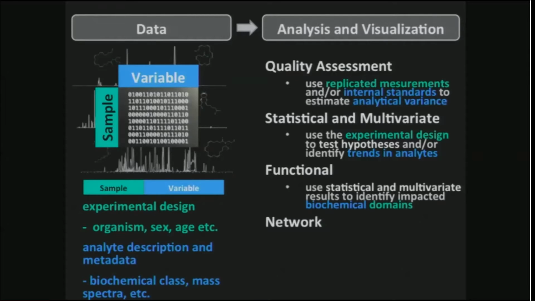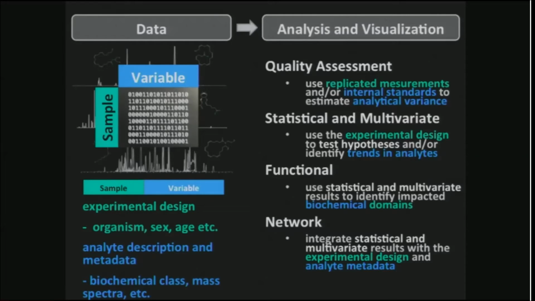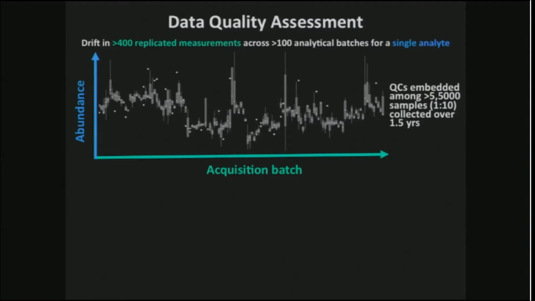Once you have identified interesting things, now you might ask the question, are these interesting things enriched within some biochemical domain? So this is a functional analysis. And finally, you can integrate all of this information, statistical, multivariate, functional, you name it, in the form of a network. And you might be doing this using a technique called network mapping, or you might know it by a different name. So let's start with data quality assessment.